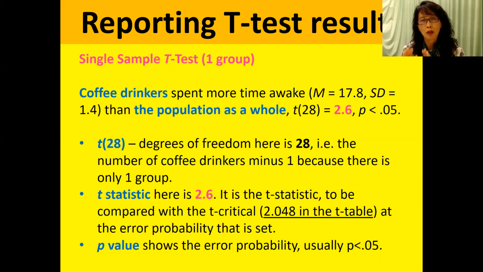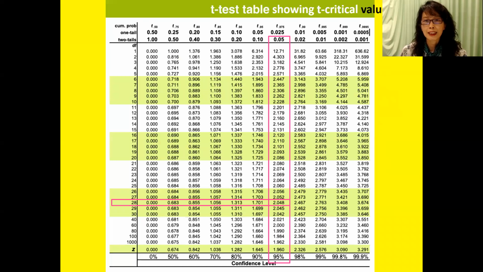We will come back to this comparison of the T critical and the T statistic later using a graph, and you will understand this better. Now, this is the T test table showing the T critical values. I have shown you in pink boxes, so let me highlight to you what you should look at.